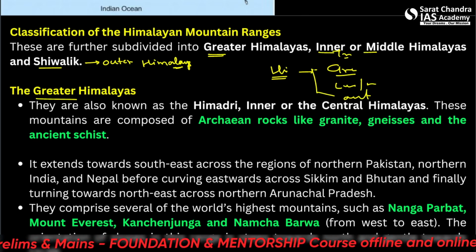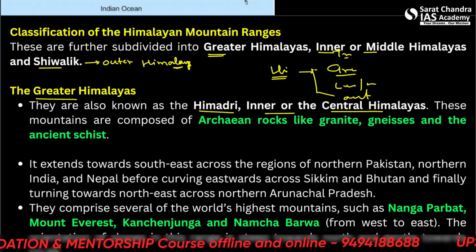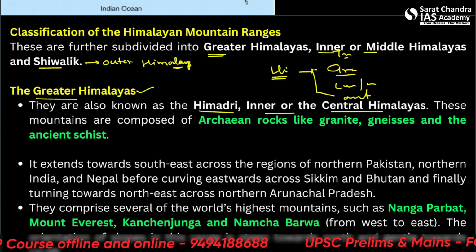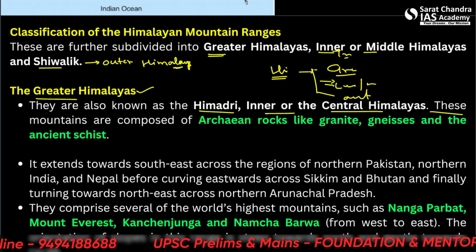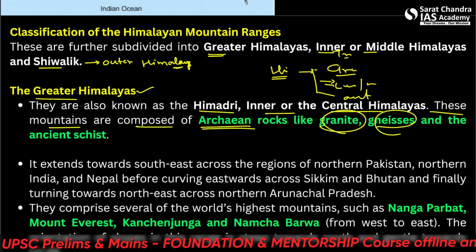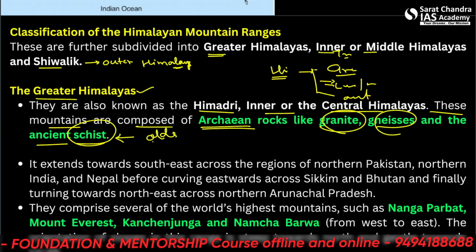So the Greater Himalayas, when we say, they are known as the Himadri, Inner or the Central Himalayas. So this classification is a little bit flawed, we can say. You can just call the Greater Himalayas and no need to classify them as Inner, Outer, Middle, anything. These mountains are composed of Archean rocks like granite, gneiss, and the ancient schist. So these are the very old rocks, the oldest ones.